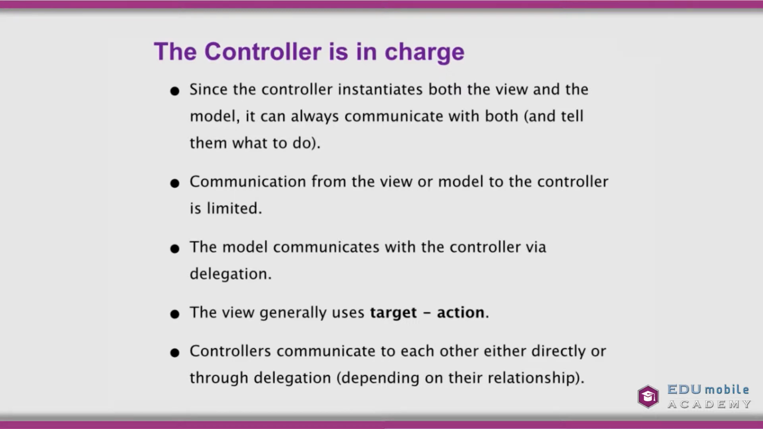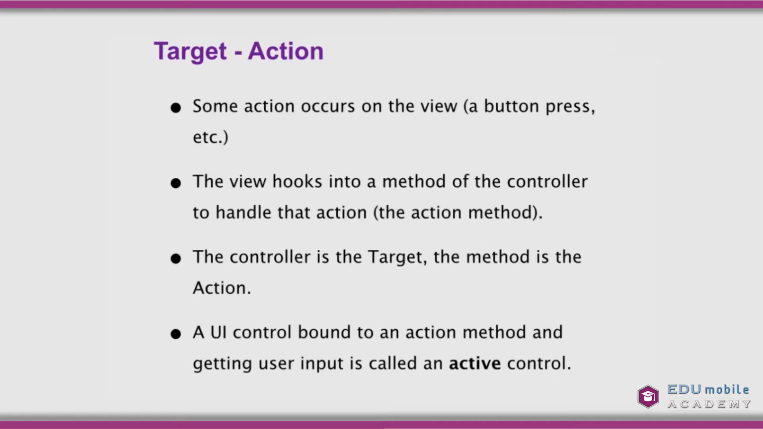Controllers in an application communicate to each other either directly, in the case of one controller instantiating another controller, where that first controller will directly communicate with the second controller, or through delegation, in the case of a subsidiary controller communicating back with a master controller. That's nearly always done through delegation. So that kind of communication between controllers is going to depend on their relationship. Who instantiates who, in other words.